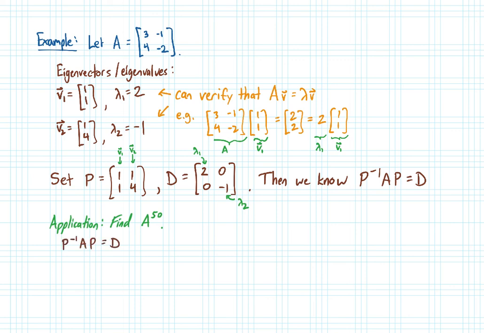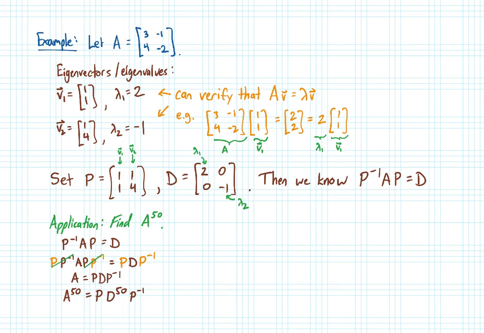And the way to do that is we can take this equation, P inverse AP equals D, and multiply on the left by P and on the right by P inverse. And then on the left side, we get cancellation between P and P inverse. And so we're left with the equation A equals PDP inverse. So what about A to the 50? Well, as we discussed earlier, when you take powers of similar matrices, those powers are similar, but with the same P. So that means that A to the 50 is P times D to the 50 times P inverse.